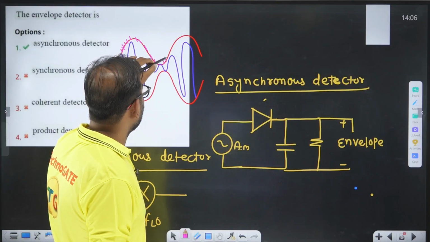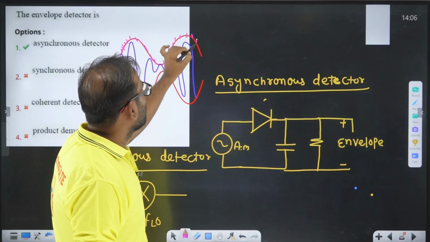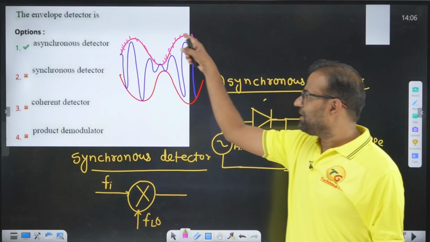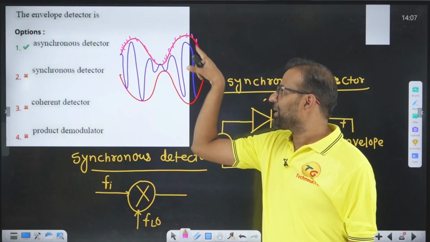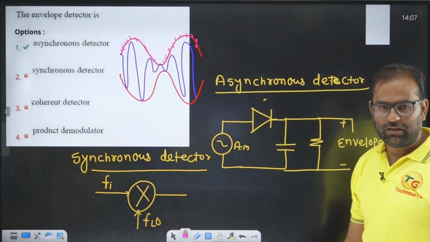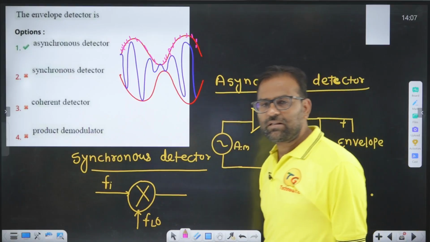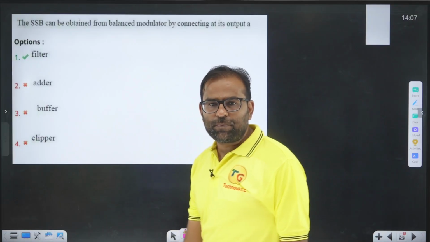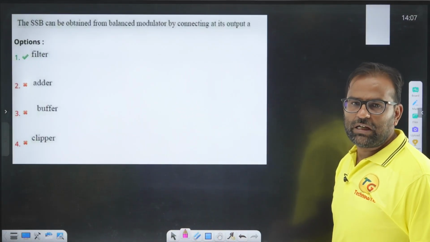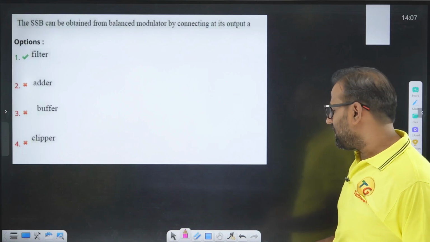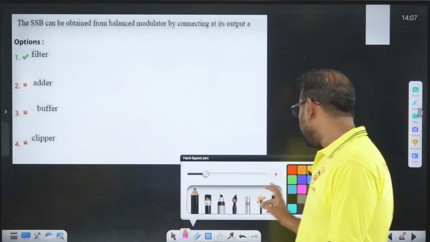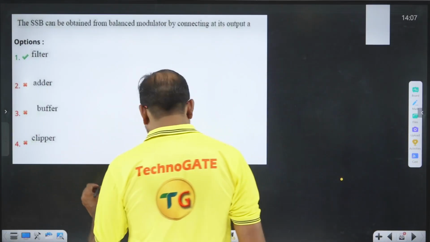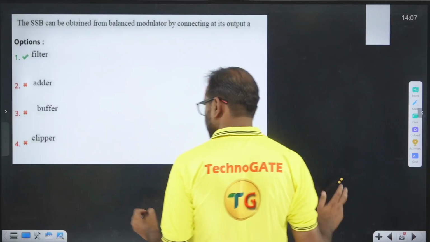So whenever I am saying that there is something which is an envelope detector, the envelope detector will separate this from the modulated signal. And what is inside it? Inside it is the carrier. SSB can be obtained from the balanced modulator. What is a balanced modulator? A balanced modulator is something which generates message into carrier product. Means you can say a balanced modulator is a DSB SC generator.